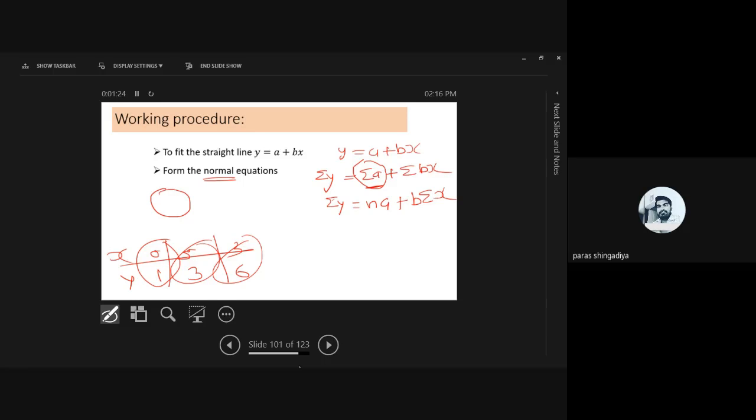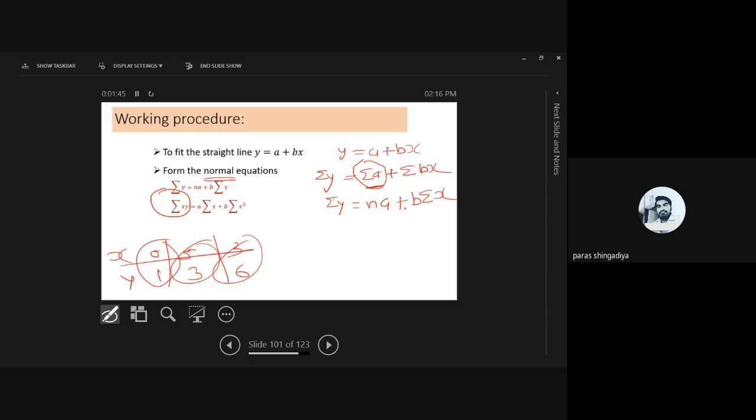Okay, sigma bx is there. Now b is a constant value, so we can take it outside, and that will be written as b sigma x. So that is our first normal equation. Sigma y is equal to na plus b sigma x.